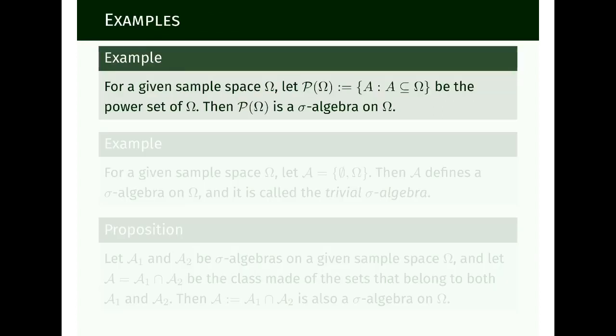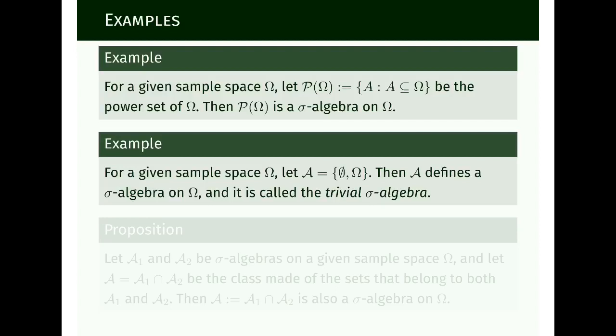Here are some examples. The first example is the set of all subsets of omega, which we denote by P of omega, and the set of all subsets of omega is a sigma algebra on omega. Second example, if we have a given sample space omega and we take only the collection of subsets which only has the empty set and omega itself, then it is a sigma algebra on omega, and it's called the trivial sigma algebra.